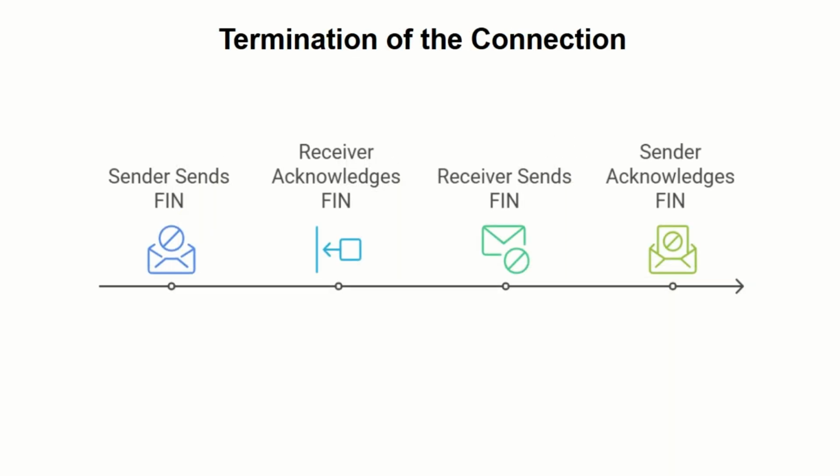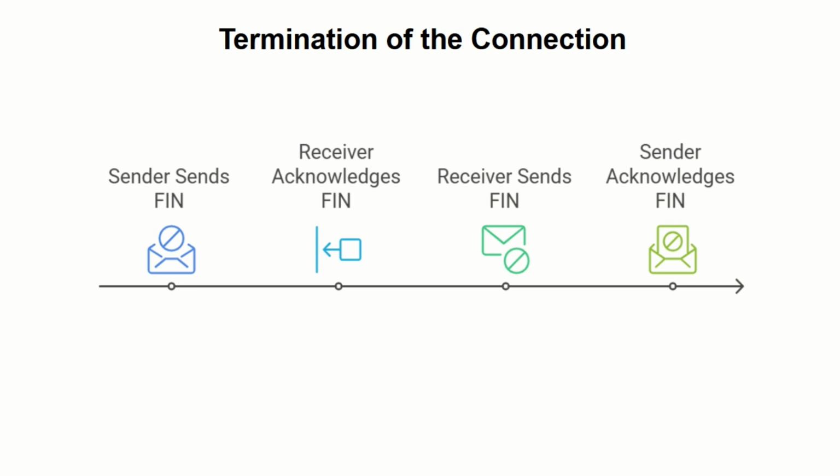Then the last step, the four-way handshake, is the termination of the connection. Once the data transfer is complete, the connection needs to be terminated properly. TCP uses a four-way handshake to gracefully close the connection. The sender, often the client, sends a FIN segment indicating it's finished sending data.